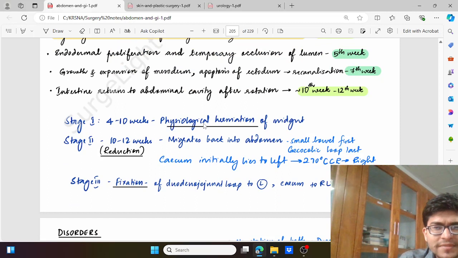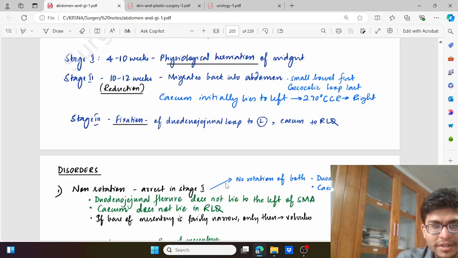So in stage 1, there is physiological herniation of the midgut through the umbilicus, in the 4th to 10th week. In stage 2, there is reduction from the 10th to 12th week: migration of herniated contents back to the abdomen, small bowel first followed by the cecocolic loop. The cecum initially lies to the left, and rotates 270 degrees in the counterclockwise direction, coming to the right side. Then in stage 3, there is fixation of the duodenojejunal loop to the left and the cecum to the right lower quadrant.